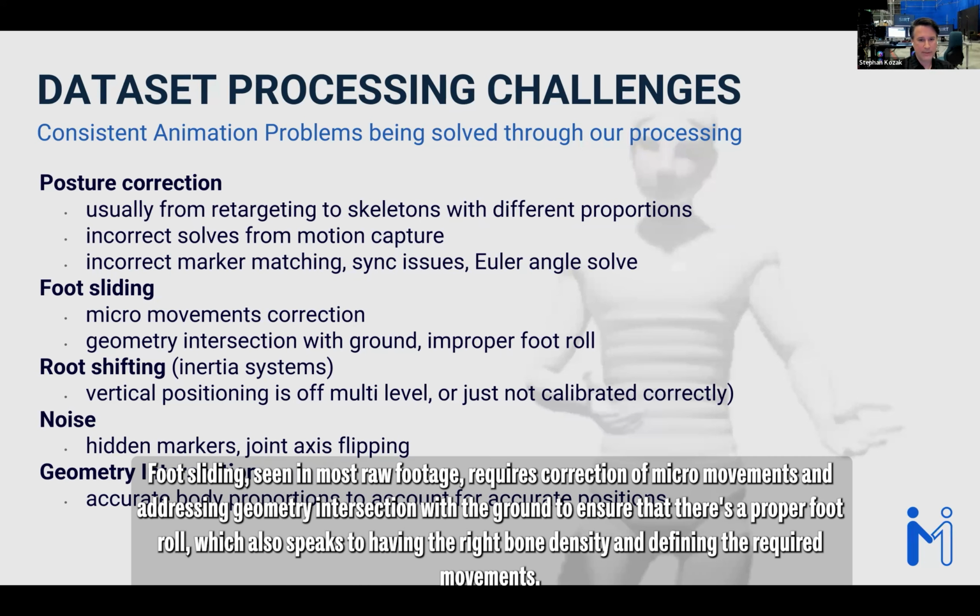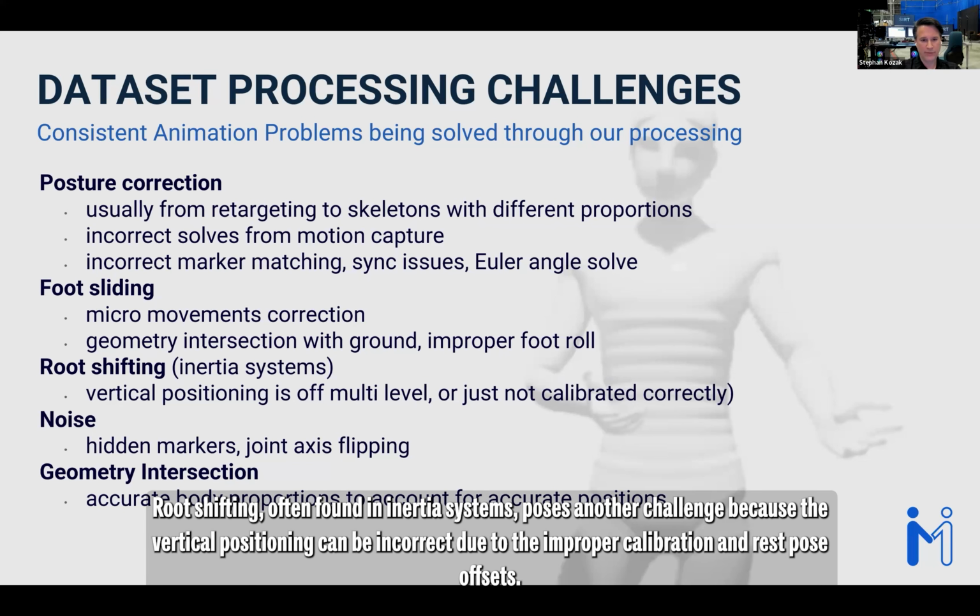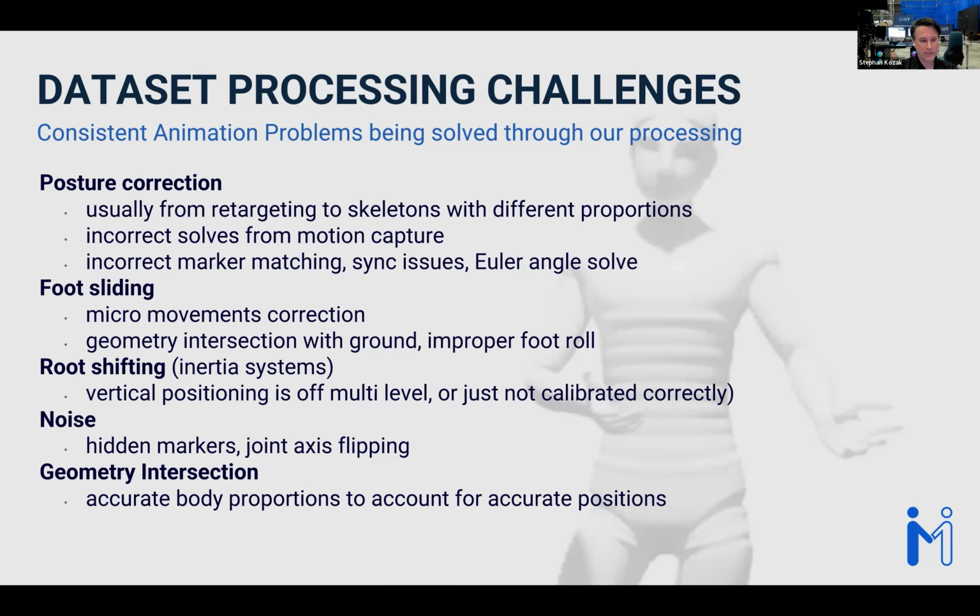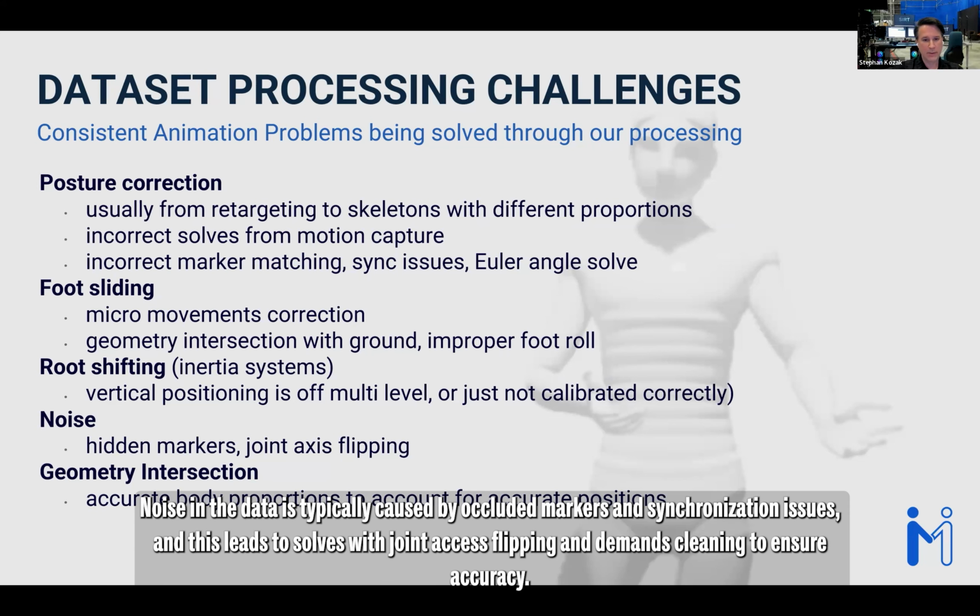Foot sliding, seen in most raw footage, requires correction of micro movements and addressing geometry intersection with the ground to ensure that there's a proper foot roll, which also speaks to having the right bone density and defining the required movements. Root shifting, often found in inertia systems, poses another challenge because vertical positioning can be incorrect due to improper calibration and rest pose offsets. Noise in the data is typically caused by occluded markers and synchronization issues, and this leads to solves with joint axis flipping and demands cleaning to ensure accuracy.